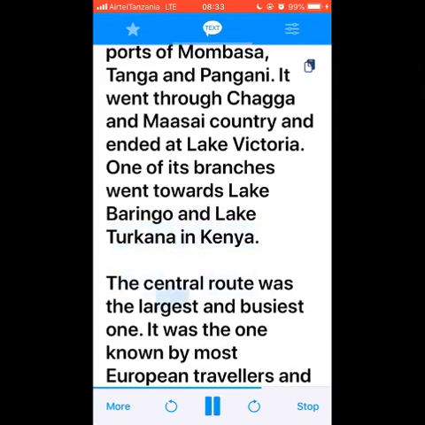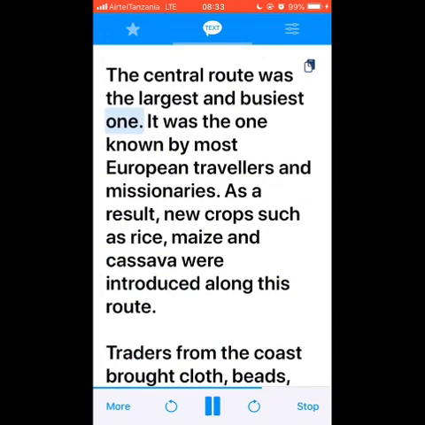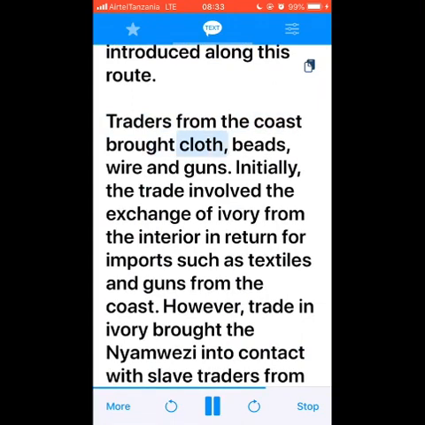The central route was the largest and busiest one. It was the one known by most European travelers and missionaries. As a result, new crops such as rice, maize and cassava were introduced along this route. Traders from the coast brought cloth, beads, wire and guns.